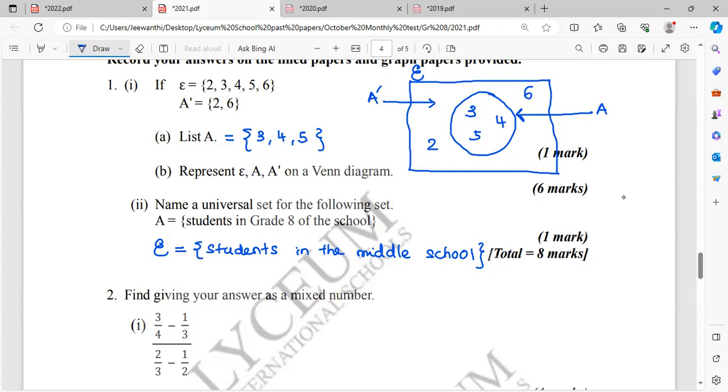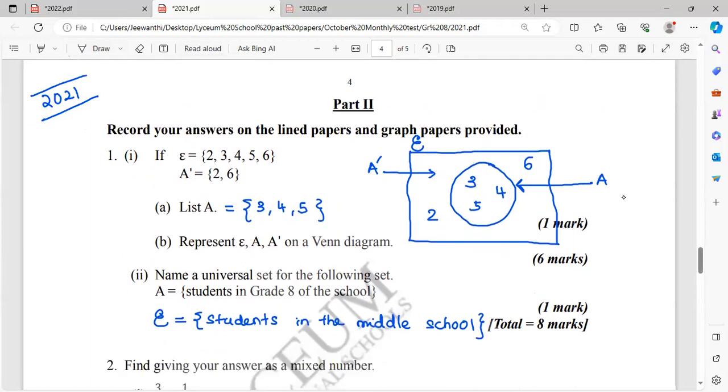Something like that. But you can think of it in another way, such as students in Lyceum, Nugegoda, the branch, or students in that kind of thing. Here what came to my mind, the universal set I'm considering at this moment, is students in the middle school. So that is the whole question in the 2021 paper.